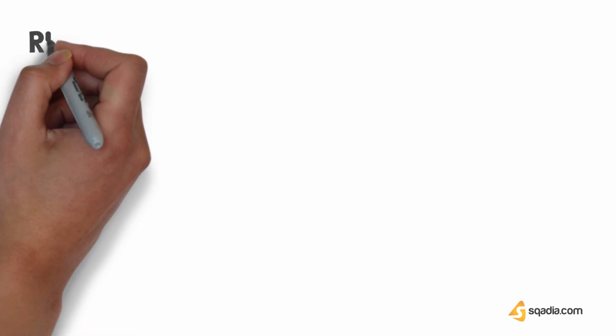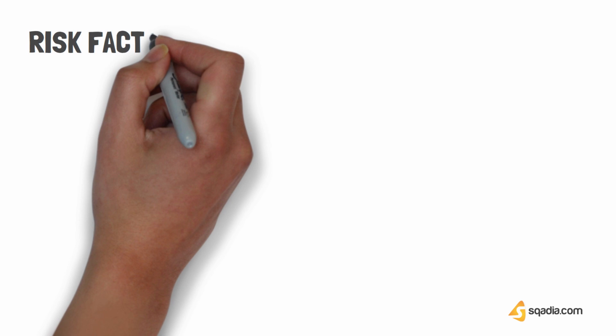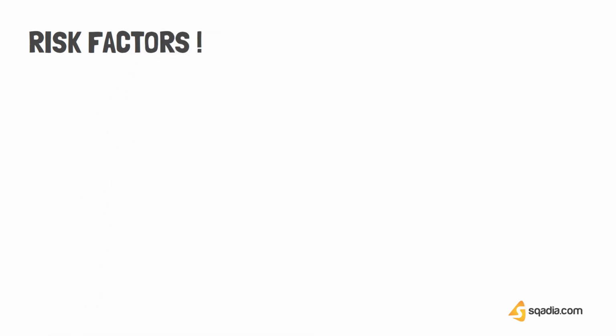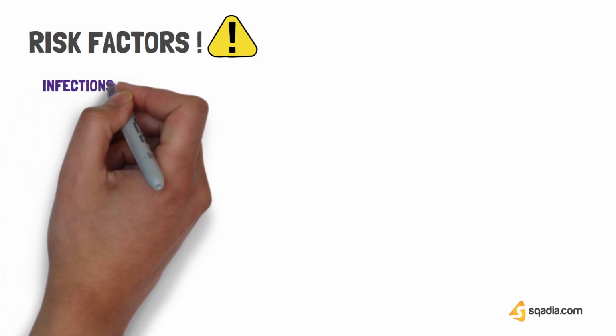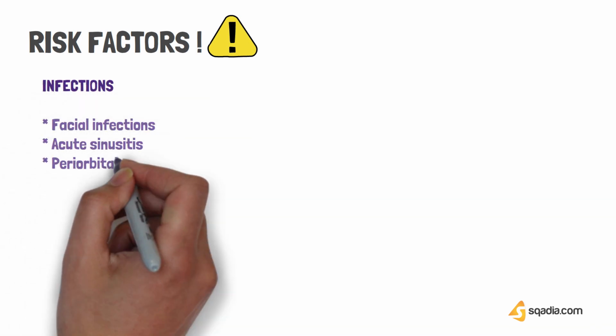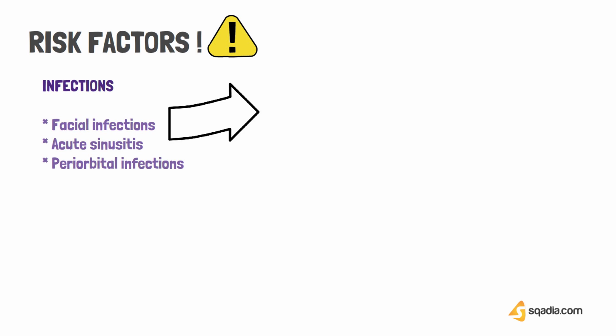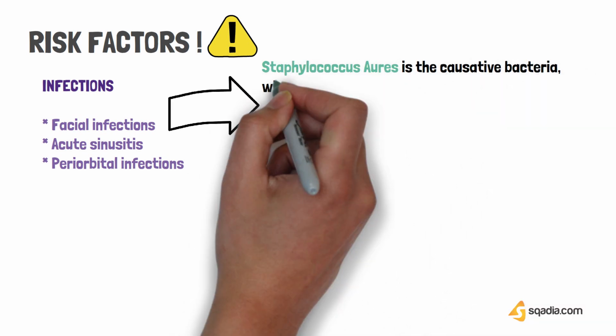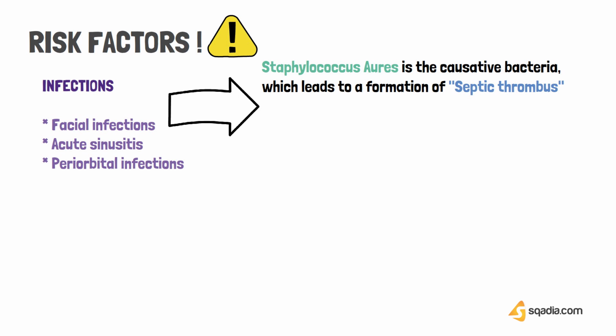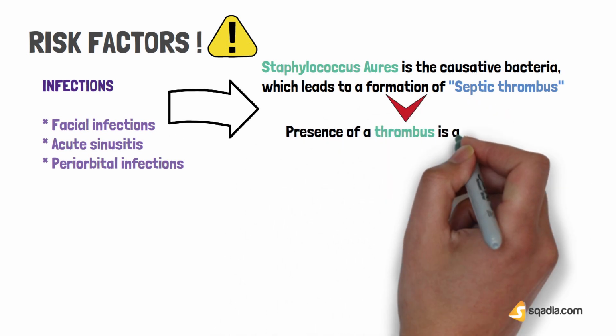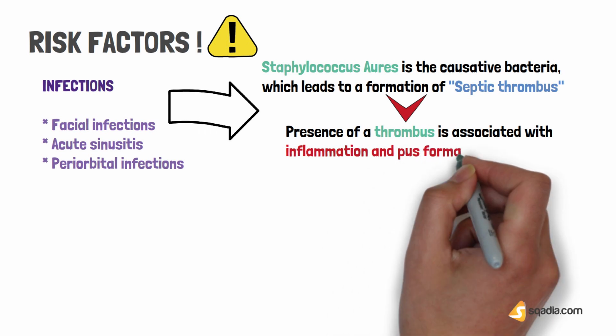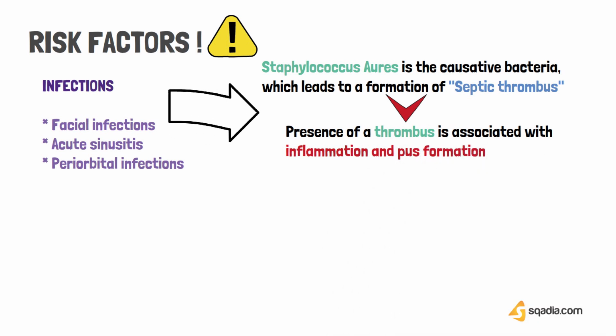Now, there are some risk factors which increase the probability of an individual to be infected by cavernous sinus thrombosis. First of all, there are some infections like facial infections, acute sinusitis, or periorbital infections. In this, usually the causative bacteria is the Staphylococcus aureus. It leads to a formation of a septic thrombus. When a septic thrombus is formed, it is going to bring inflammation and pus along with it.